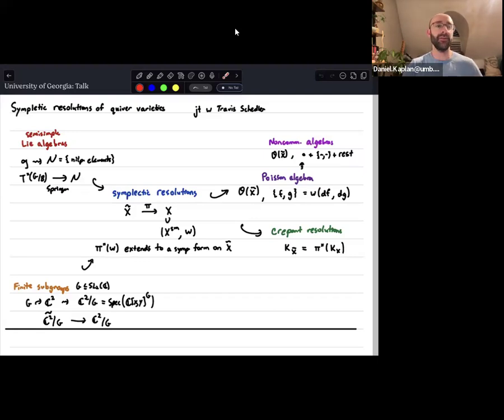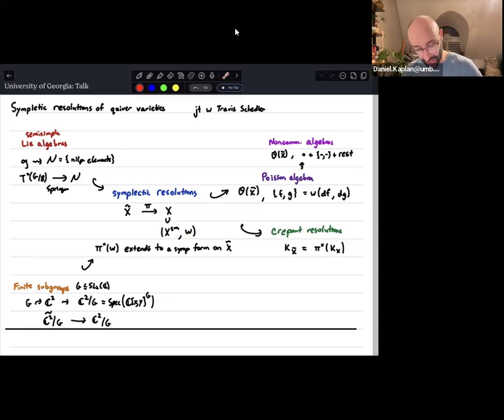What is a symplectic resolution? I maybe could have started with that. It's sitting on the slide. You have a space that's almost symplectic in the sense that it's singular, so it can't fit into the traditional definition of symplectic. But on its smooth locus, it has a symplectic form. So that's already something. But the question is, can you extend the symplectic form in a resolution of singularities?